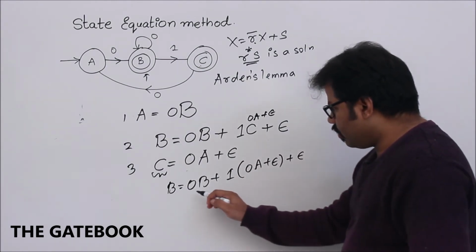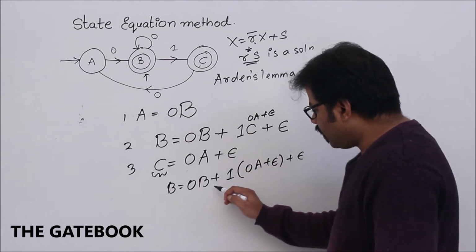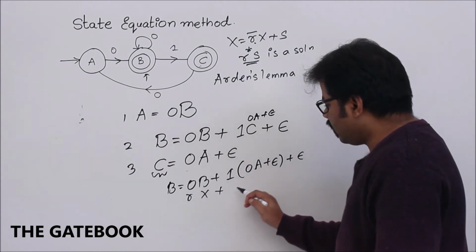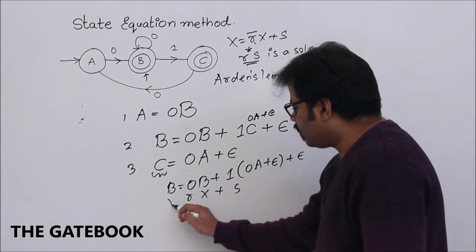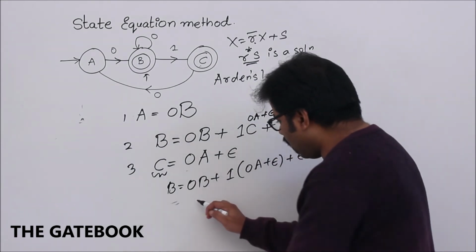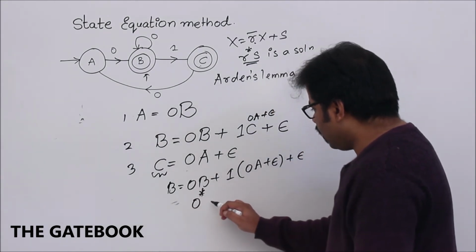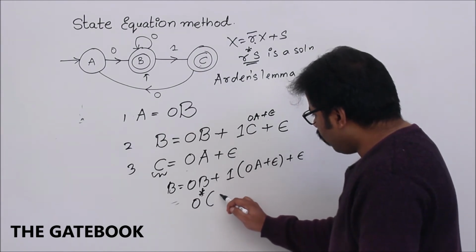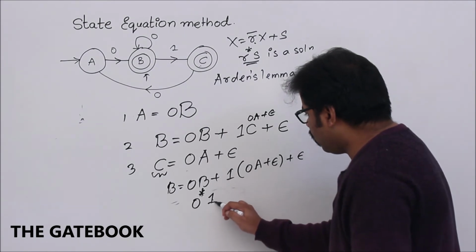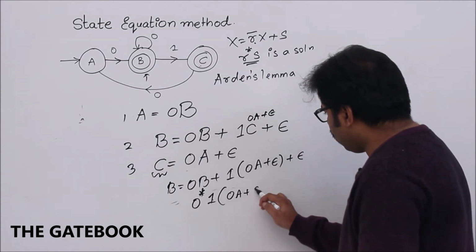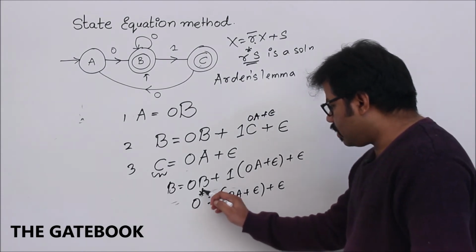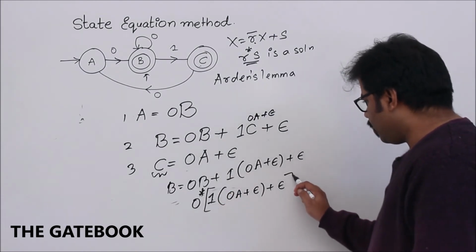Now can I say that this is b equal to 0b plus something, again rx plus s? So x equal to rx plus s, then the solution is r star s. What is r star s here? R is 0, so 0 star s. S is nothing but this entire thing, 1 dot (0a plus epsilon). So let me directly write 1 dot (0a plus epsilon). Be careful: it is 0 star dot this entire thing, which is one unit.